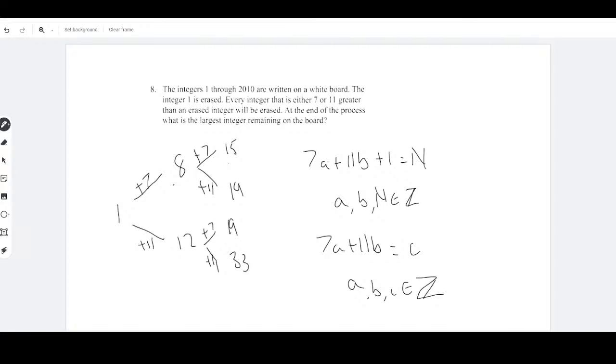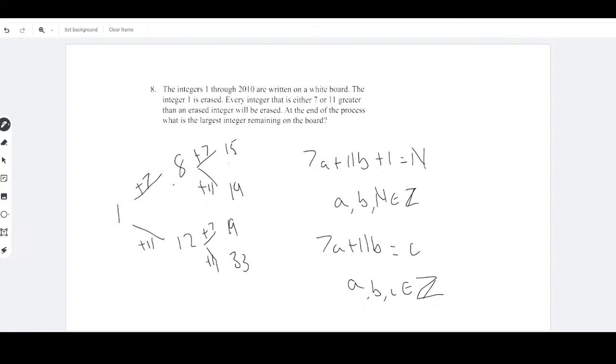One mod that you might be thinking of working with here is mod 7, right? Because if we take this whole equation mod 7, the whole 7a term goes away, since that's always going to be a multiple of 7. So then we get the equation 11b is congruent to c mod 7.